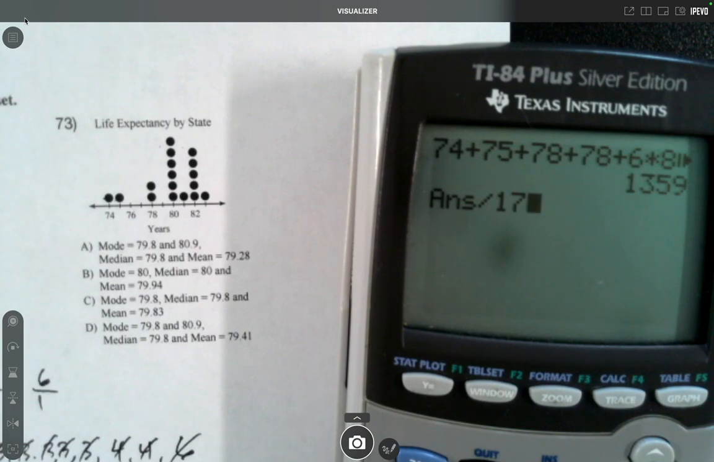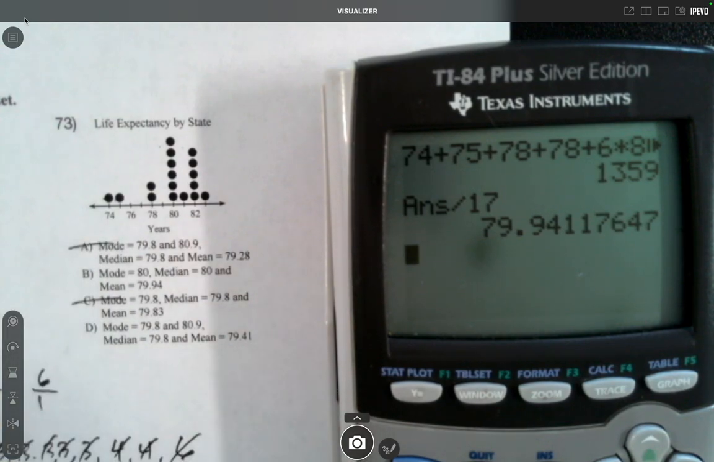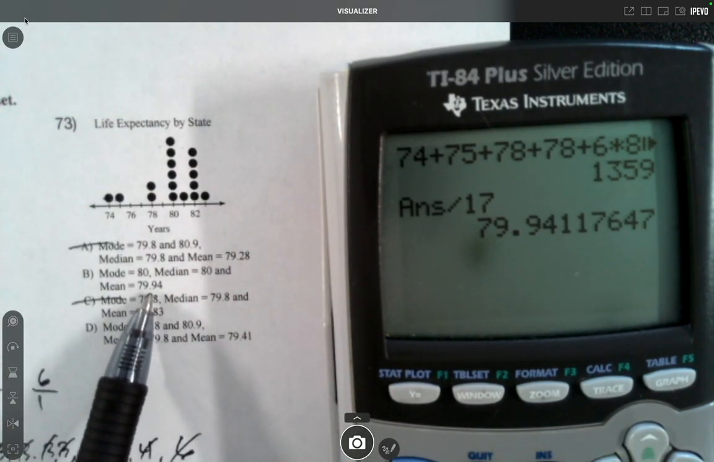So we divide by 17. And we get a mean of 79.94. Oh, so actually I was wrong. That only narrows us down to 2 of them. Okay? So we know the mean has to be 79.94, so it's either B or C.